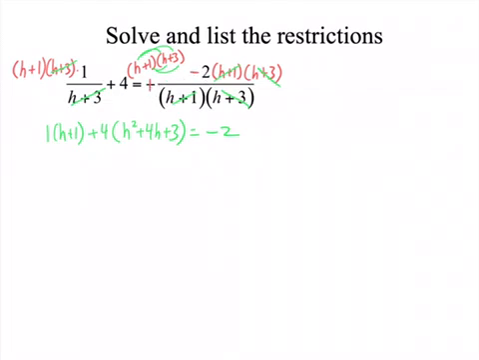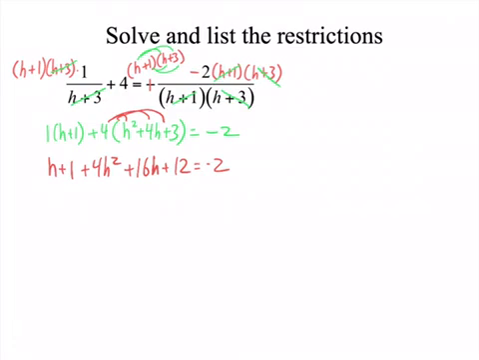Okay, so we now need to solve this. And I have an h squared. So h squareds make them harder, more difficult to solve. So I want to clean up this left side. So what I now have is h plus 1. And here I'm going to distribute the 4. So I have plus 4h squared plus 16h plus 12 equals negative 2.